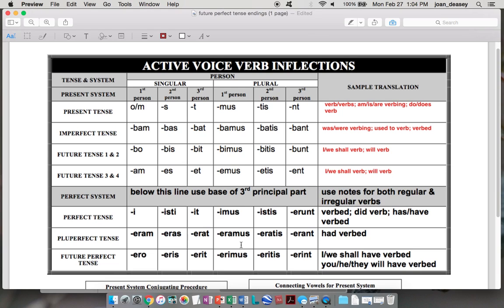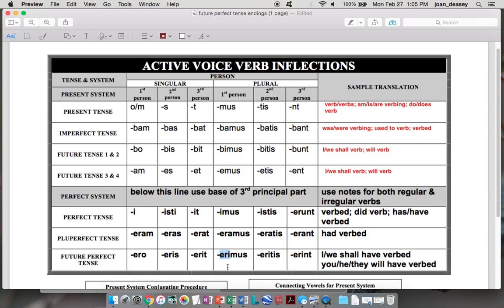The look of that ending, so anything that comes in front of mus, whether it's nothing or just a BA or an ERA or an I or an ERI, that is what tells us or specifically identifies the tense of the verb. So we notice that ba tells us that it's in the imperfect tense, just the letter E tells us that it's future tense, whereas the letter I tells us the perfect tense, and ERI tells us that it is the future perfect tense.